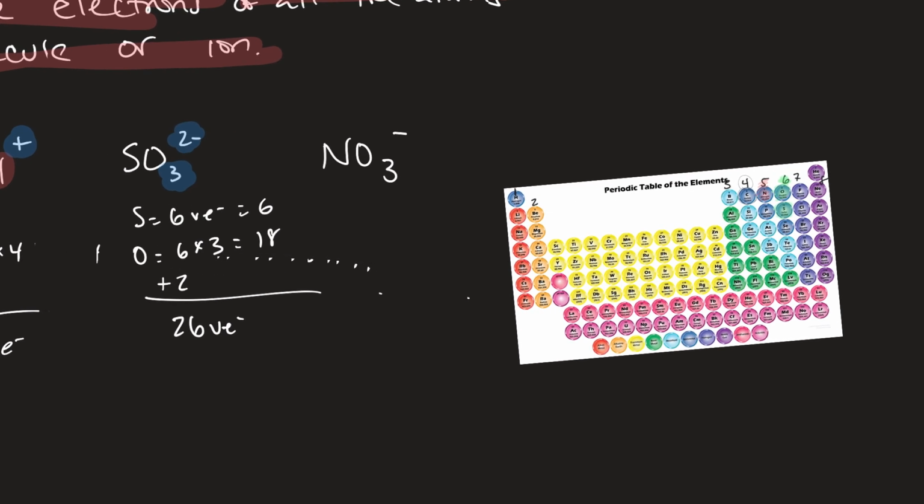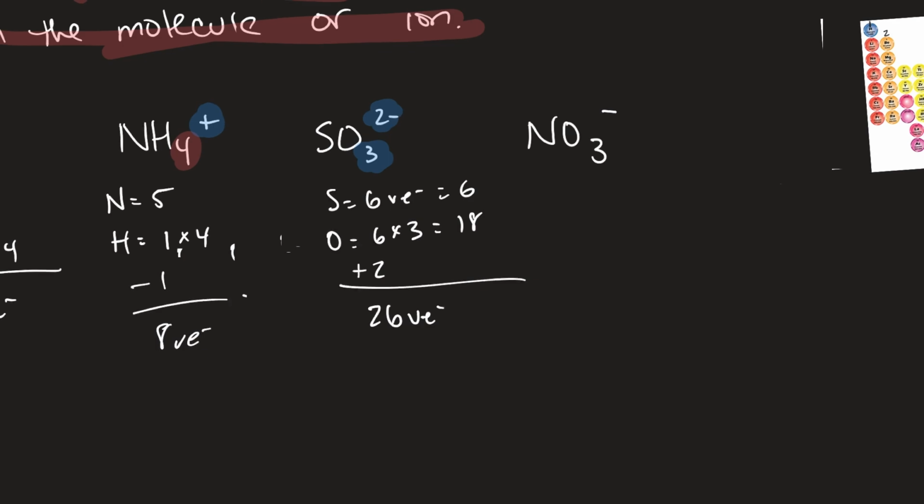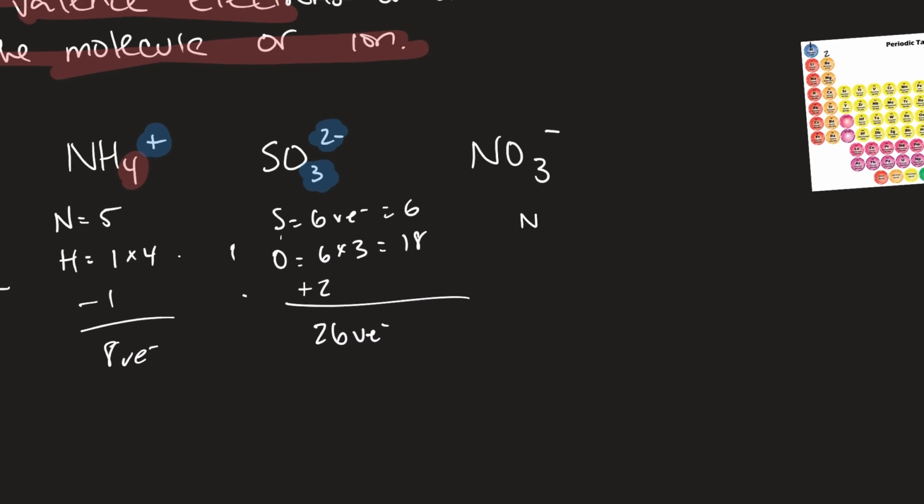So the last one, we have nitrogen and oxygen. We kind of figured out the valence electrons for nitrogen and oxygen from the previous problem. So we know nitrogen has 5 valence electrons. There's only one of them. Oxygen has 6, but there's 3 in this case, so that gives us 18. And then we see here we also have a negative charge, so we're going to take account of this negative charge. We're going to add 1 more electron. So 5 plus 18 gives us 23, plus 1. So we have 24 valence electrons in this case here.